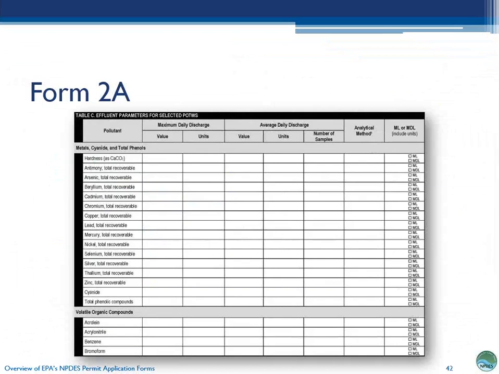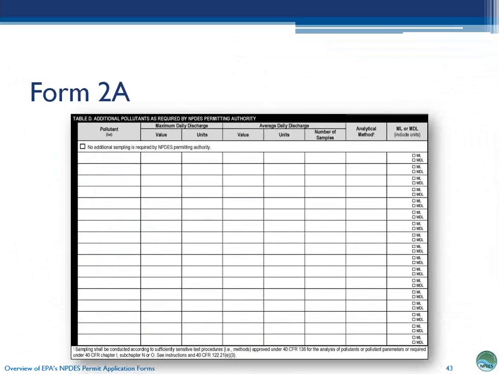Table C requires effluent testing data for toxic pollutants, including metals, cyanide and total phenols, volatile organic compounds, acid extractable compounds, and base neutral compounds. Table C must be completed by facilities with a design flow greater than 1 million gallons per day, or that are required to have a pretreatment program.